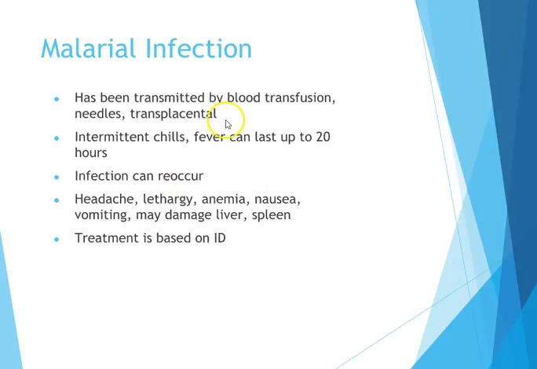Okay, malaria has been transmitted by blood transfusion, and this is one of the reasons why the Red Cross asks a bunch of questions about where you've traveled. It's also been transmitted by needles and from mother to baby. The patient has intermittent chills, and they can last up to 20 hours. Some of these infections can reoccur.